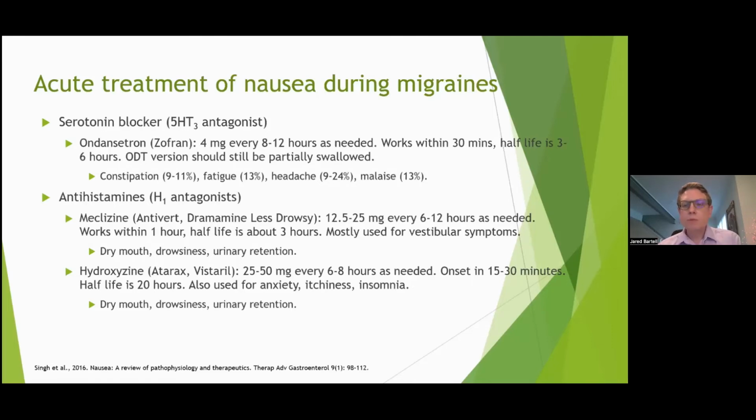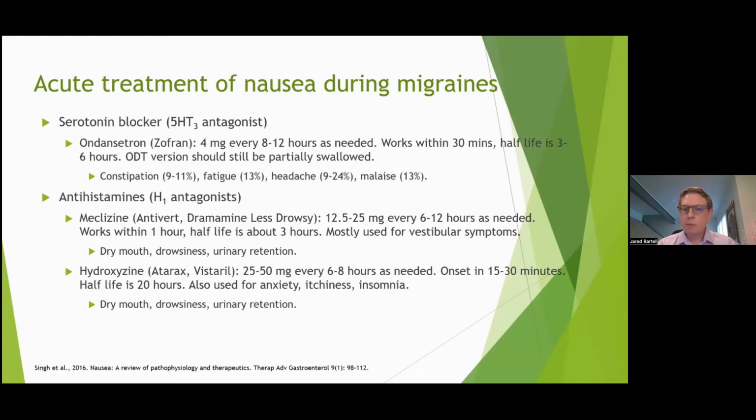So one of the ones we use more often is Zofran. So ondansetron works on serotonin, and we like this one a lot because it doesn't tend to cause many side effects, although it certainly can, and those are listed here. So constipation, fatigue, it can sometimes cause headache. I see that less often in patients who already have migraine, but it rarely can make their headaches worse. And then just a general feeling of malaise too.